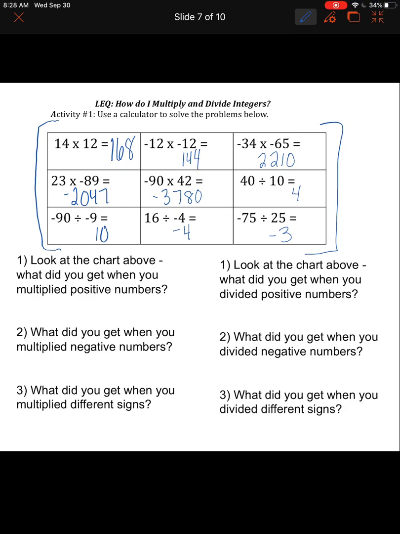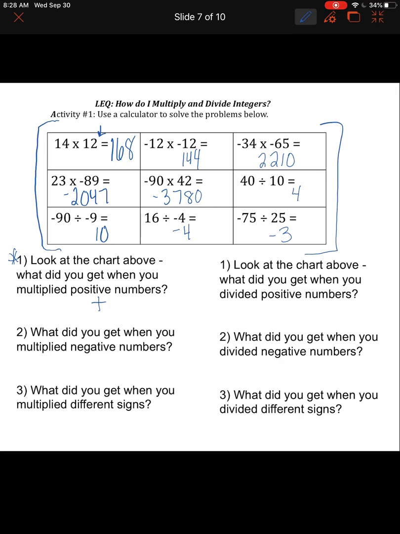Okay, so we're going to use the numbers in the chart above to answer your questions below. So I'm going to start right here. Look at the chart above. What did you get when you multiplied positive numbers? So looking at box number 1 right here, when we multiplied positive numbers, was our answer positive or negative? So our answer was positive. It was a positive 168.